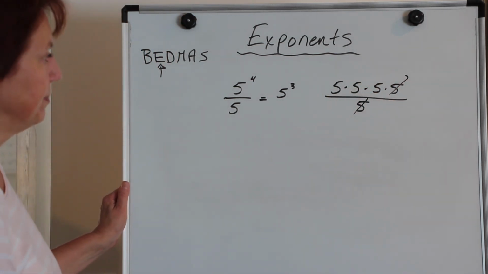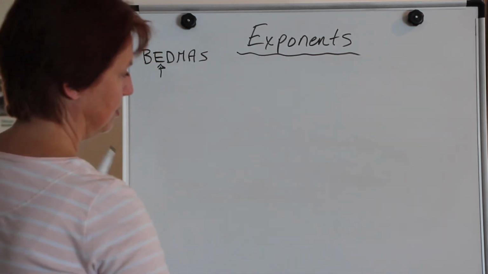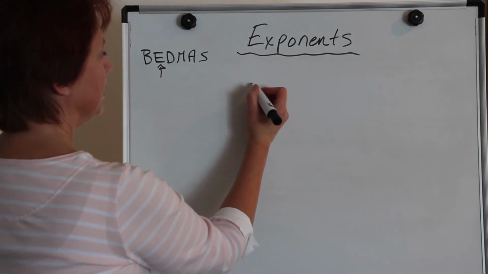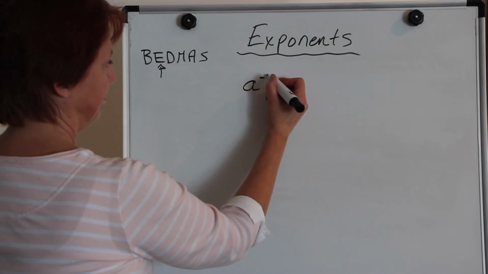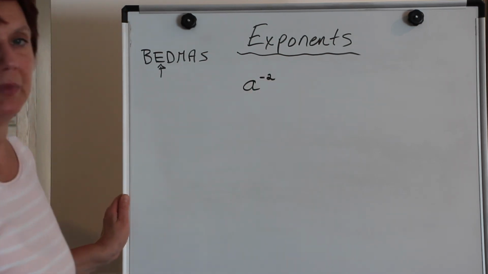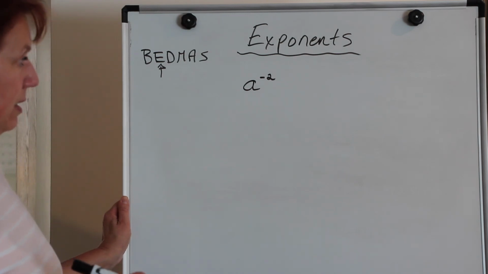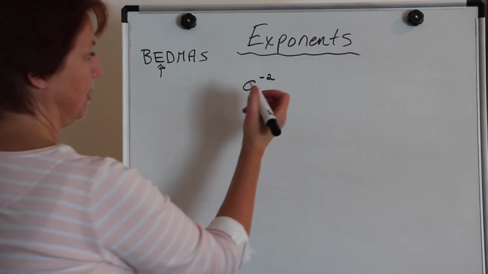That's why that works. Now I'll just quickly touch on negative exponents because they give everybody grief, and we're going to be doing a lot more of these in the future. So if you have a negative exponent like that, we don't like negative exponents. They're really hard to work with. So what we do is we make them positive, and here's how we do it.